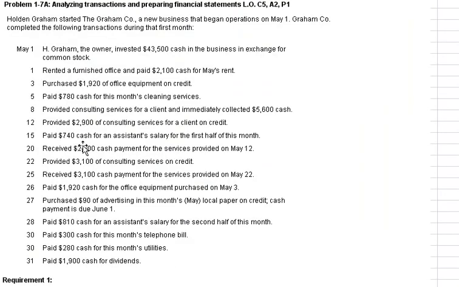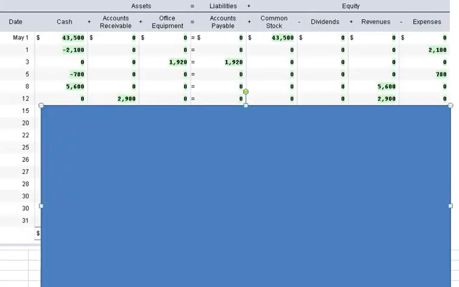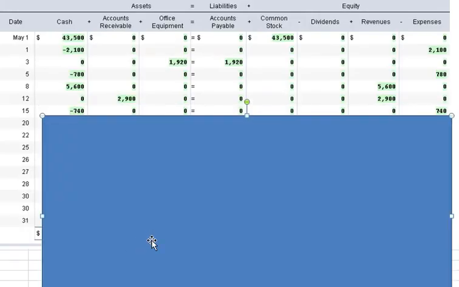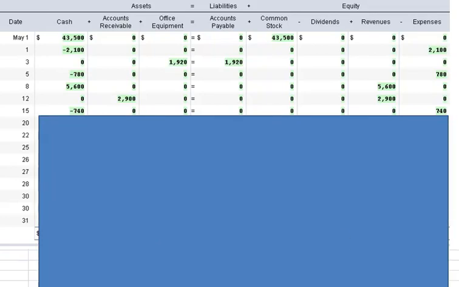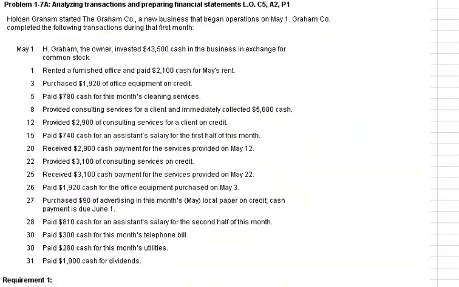We're on the 15th. Yeah, 15th we paid $740 cash for an assistant's salary for the first half of the month. And I'm assuming we're going to ignore our tax obligations on that. And so cash decreases by $740, and we record some kind of expense for those salaries, either salaries or wages expense. And we'll ignore taxes for now.